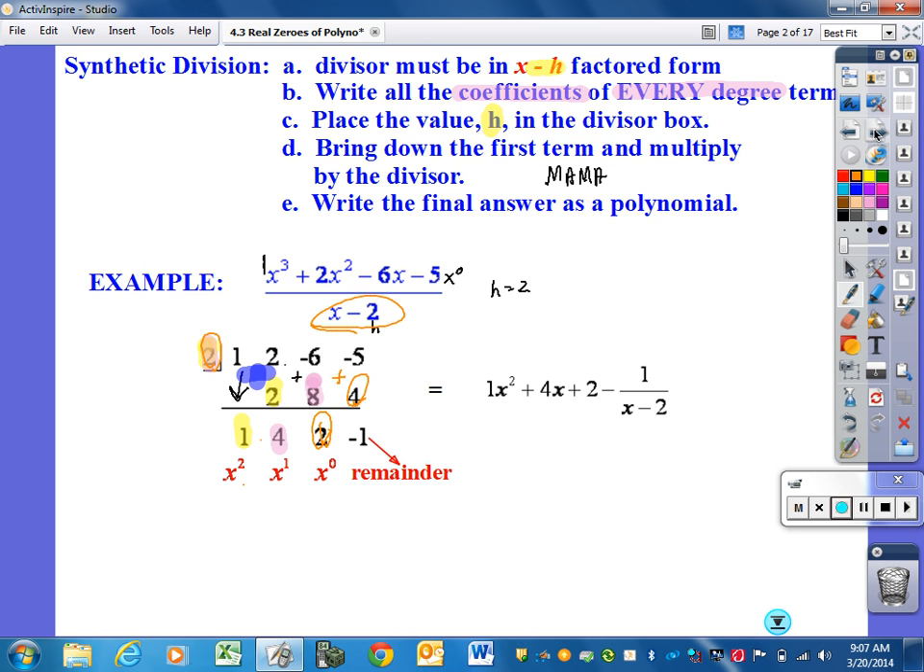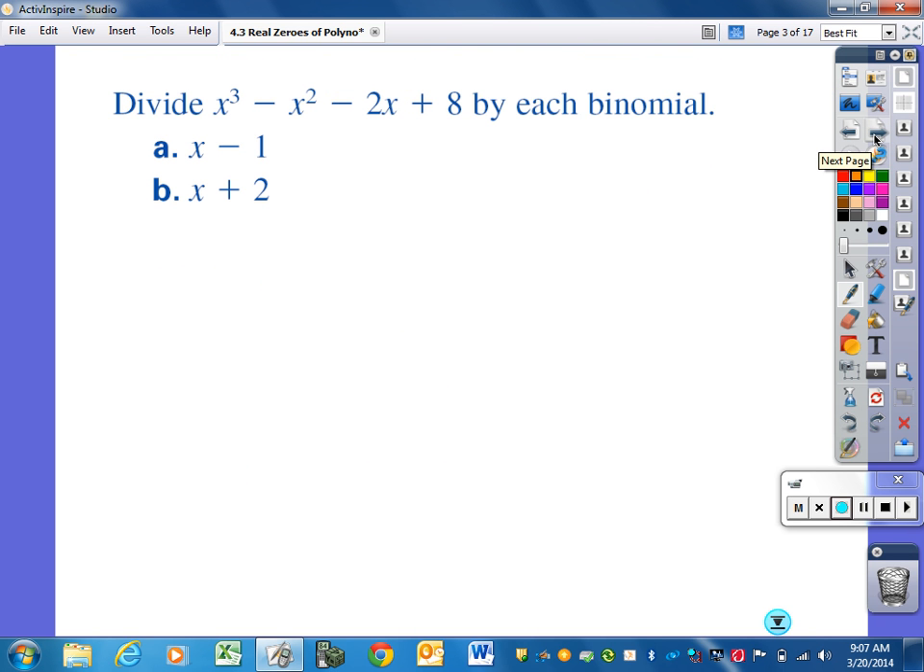Let's try some. First of all, x cubed minus x squared minus 2x plus 8. Let's first divide it by the binomial x minus 1. So what is my h? H is 1. So I put 1 in my divisor box. Then I check, is every position accounted for? Third, second, first, 0. So I can write down their coefficients.